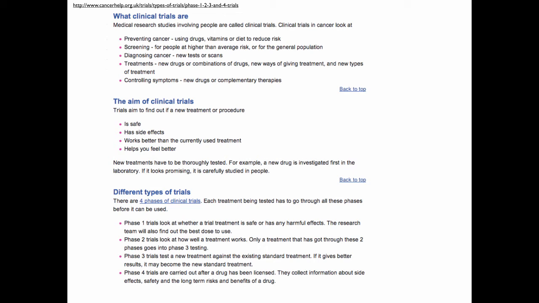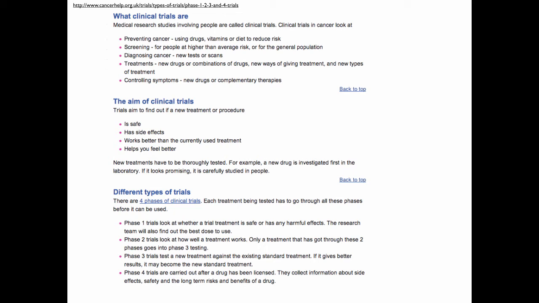And there are different types of trials. There are 4 phases of clinical trial. Each treatment being tested has to go through all these phases before it can be used. Phase 1 is looking at whether a trial treatment is safe or has any harmful side effects. The research team will also find out the best dose to use. This is the maximally tolerated dose, so the dose keeps escalating until the patients no longer can withstand the treatment.